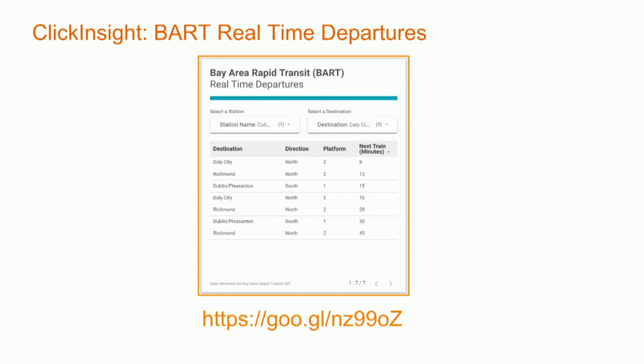Sure. And so one thing that they've done, this is from ClickInsight, and ClickInsight has put together a lot of one-stop shop Data Studio templates. And this is a really interesting one where you can select what station you're coming from and where you want to go. In real time, it pulls from the BART API and shows you what platform your train's going to be on and how many minutes.